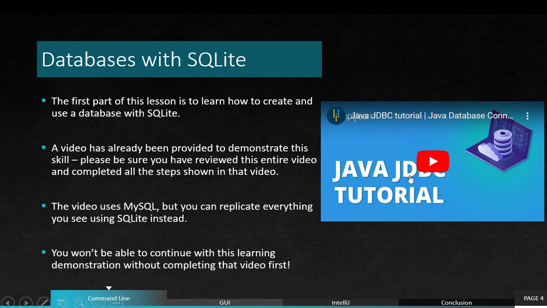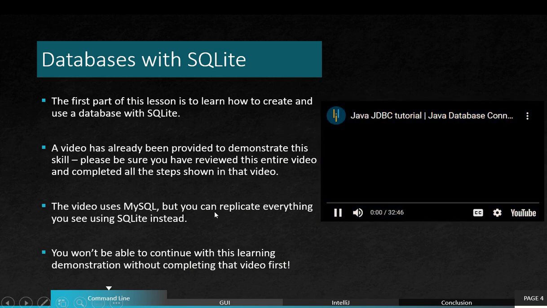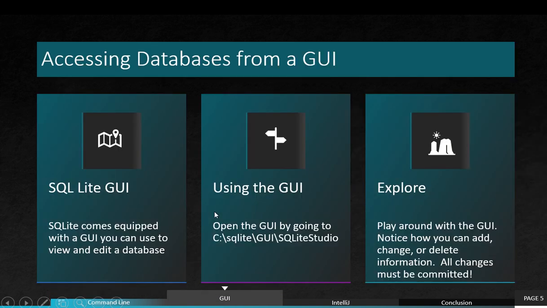So, assuming that you have watched that video and you're ready to continue, the next thing that we're going to discuss is how we can look at a database from a GUI. GUI stands for Graphical User Interface, and so rather than always having to rely on a command line, SQLite also comes with a GUI that you can use to view and edit the database. I'm going to show you a demonstration of that in just a minute.